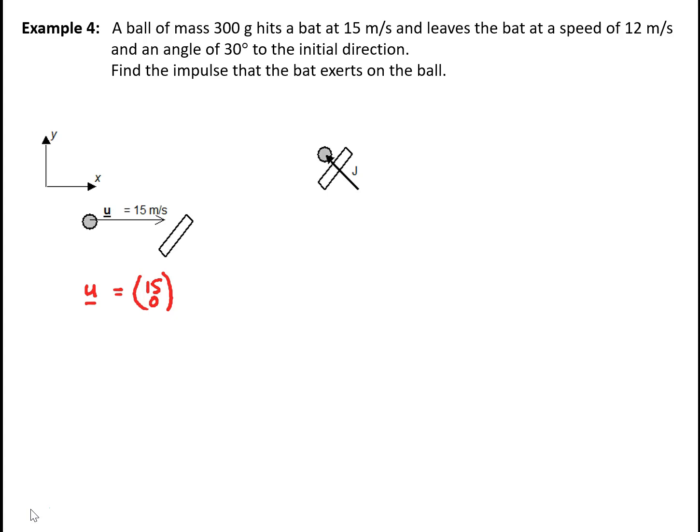Whilst the ball is in contact with the bat, it receives an impulse from the bat. We don't know very much about that impulse at the moment. We'll just call it J. It's a vector. And then afterwards, we know that the ball is moving at a speed of 12 meters per second at an angle of 30 degrees to its initial direction. So we can write the final velocity as a vector in terms of our x components and y components. We've got a component of 12 cos 30 in the x direction and a component of 12 sine 30 in the y direction.